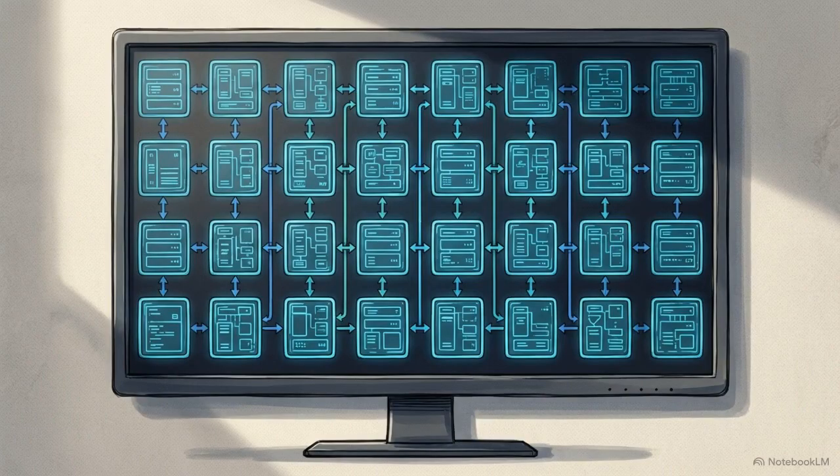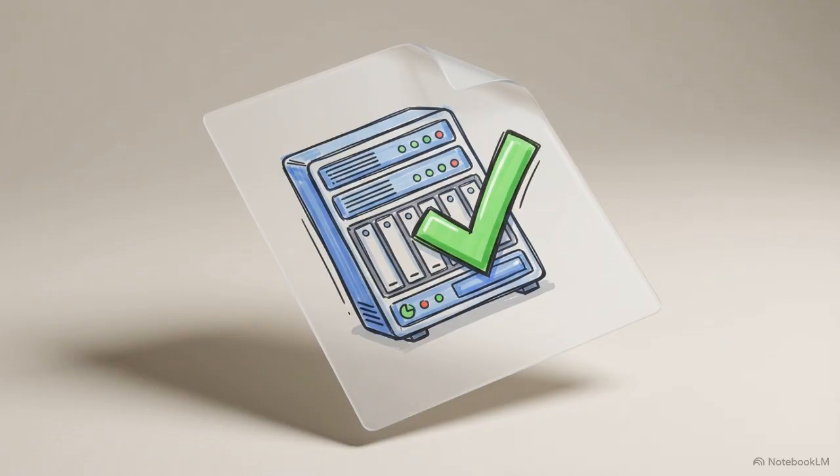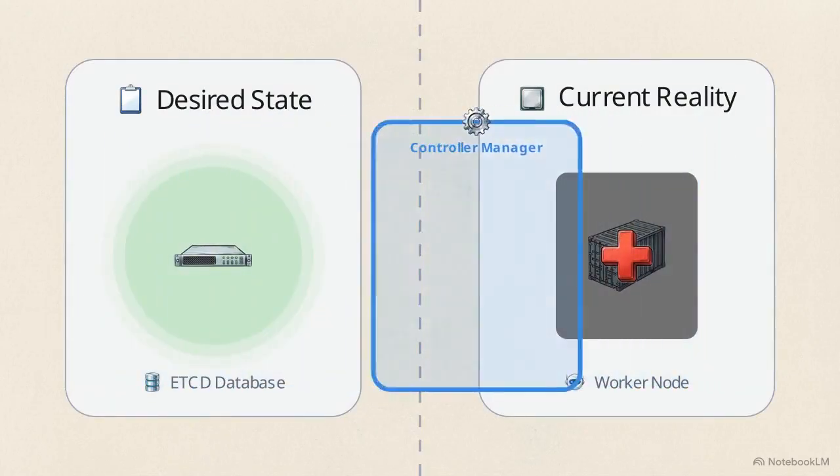Kubernetes functions as a dedicated orchestration engine to address this gap. It achieves this through a declarative loop known as reconciliation. Instead of instructing the system how to run a process, an engineer declares the desired state, specifying that one web server must always be active. The system then continuously compares reality to that declaration.